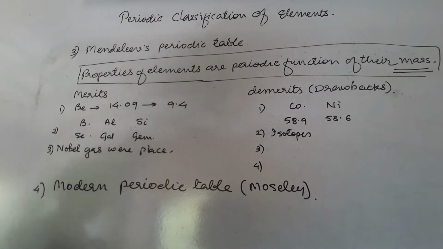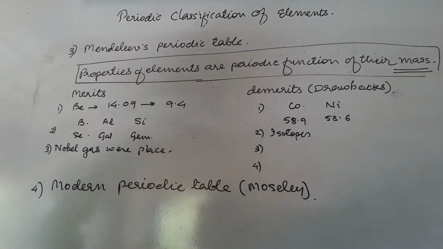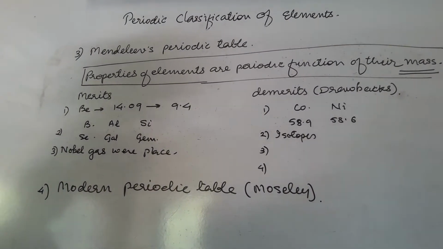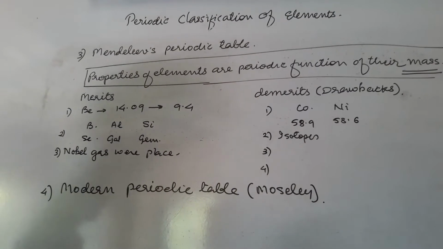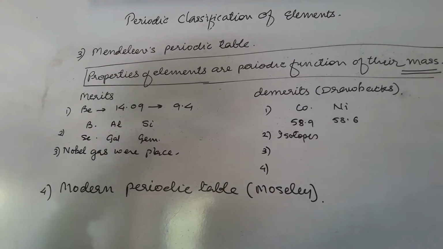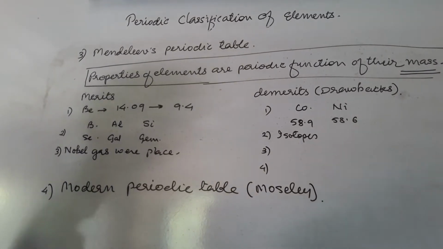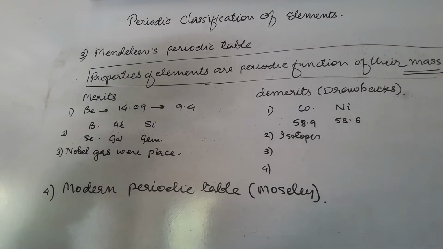So again he classified the elements, and on page 18 he has given how he classified the elements. During his time 63 elements were there, and he classified all the elements. So here some merits are there and some demerits are there, and these are very important. The merits and demerits of Mendeleev's periodic table. So what were the merits of it?